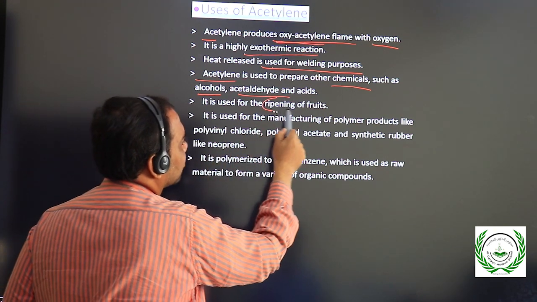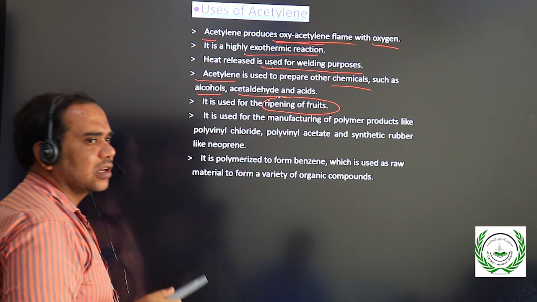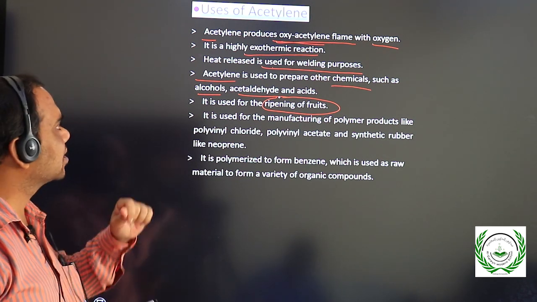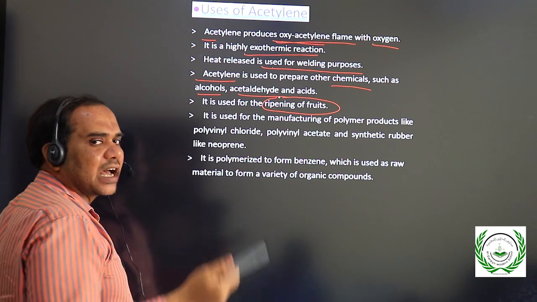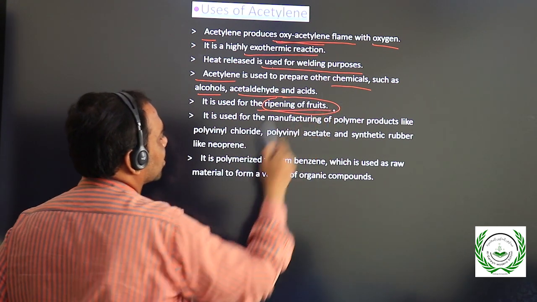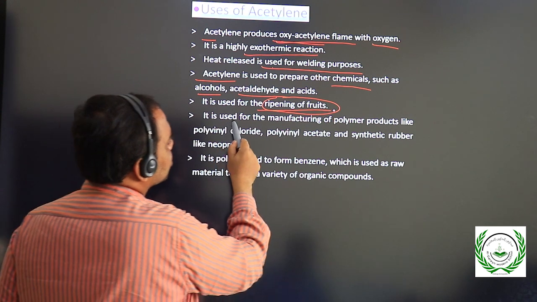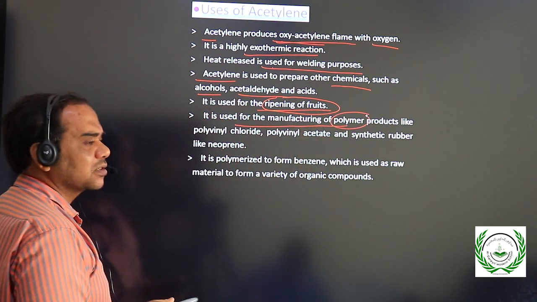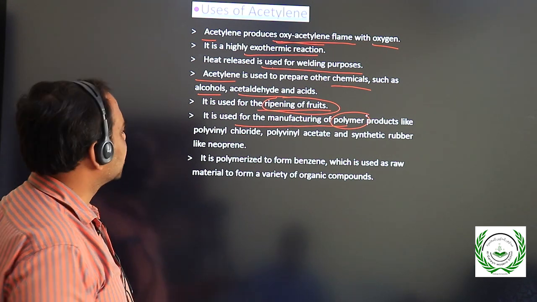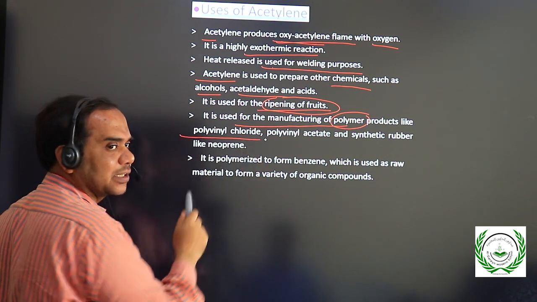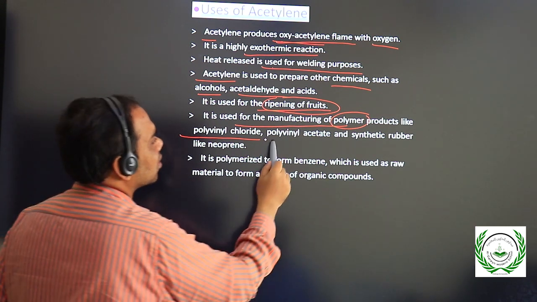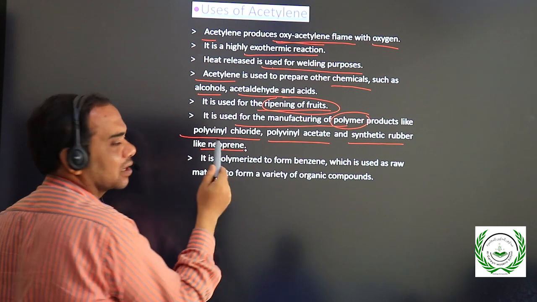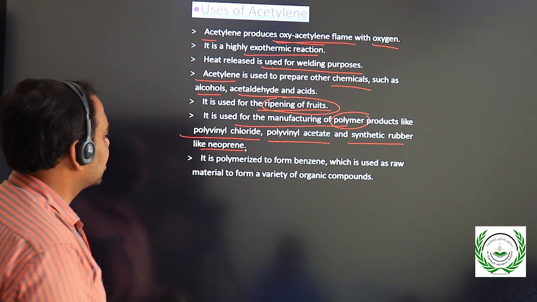And how the fruits ripen? Natural ripening of fruits is because of phytohormone which is present in plants, this is acetylene. Normally and artificially also we can use this for ripening of fruits. This acetylene is used for the manufacture of polymers. Polymers means having many units like PVC pipes, polyvinyl chloride, polyvinyl acetate, and synthetic rubber like neoprene. They are prepared from acetylenes.